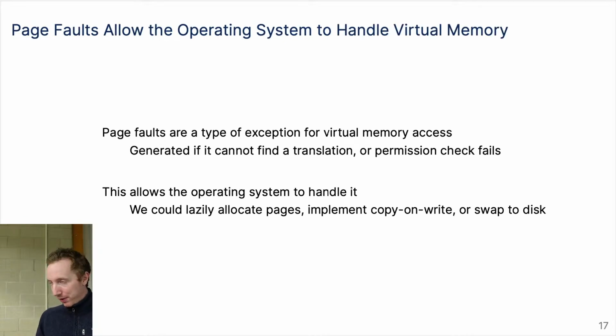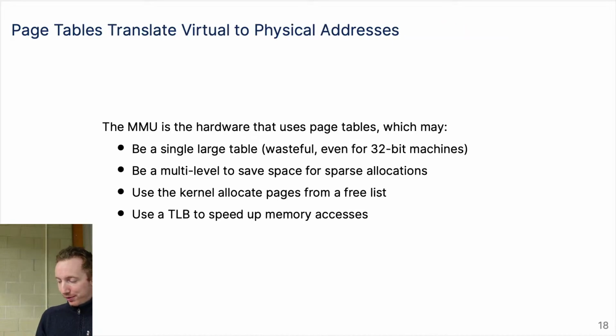And yeah, page faults let the operating system do all that copy on write stuff. It'll lazily allocate pages, which is why it lets you allocate more memory than you have and then crash whenever you try and use it. Or do fun stuff like swapping that we'll see later. So we saw page tables translate the addresses. A single large one is wasteful. Multi-levels save space for sparse allocations, but are slower. The kernel allocates from a free list, and then the TLB speeds up that slow process. So yeah, that's pretty much it.